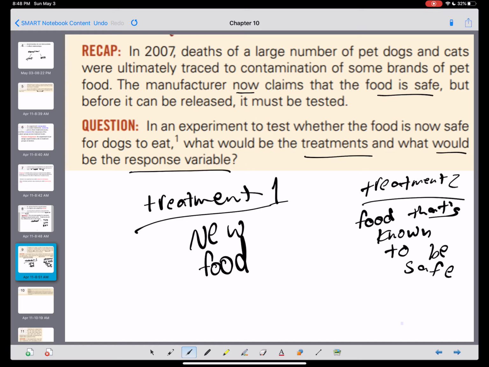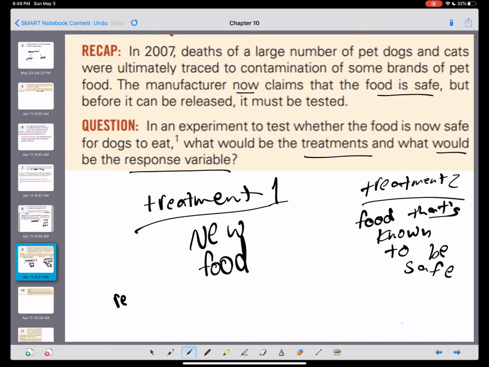Okay, so I'm testing to see if this new food is actually not going to kill them, or is okay for them to eat. So of course the new food would be one of the treatments, and then I want to compare it to something. I want to compare it to food that I know is going to be safe. So you usually want to do two different things like that: test the new thing versus something that is known to be safe.